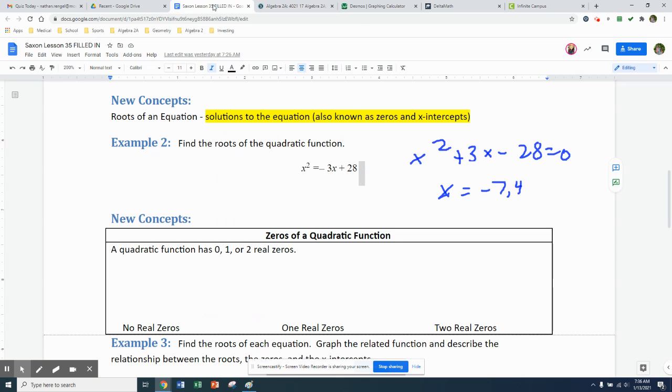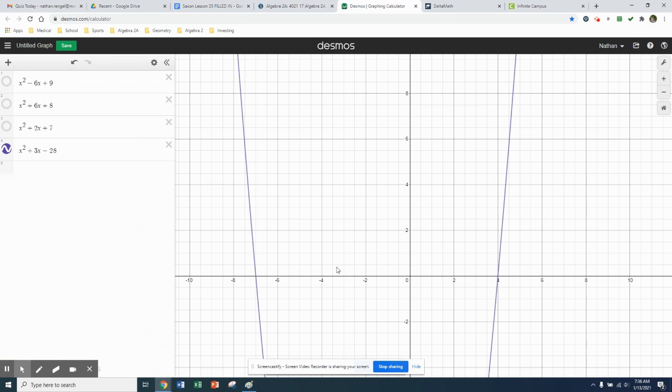And when we are looking for solutions on a graph, we are looking for what are called your x-intercepts. So yesterday we talked about roots, zeros, and x-intercepts. X-intercepts are going to also be solutions to your quadratic. So when you graph a quadratic, you can also find its solutions by finding where does it cross the x-axis. So where are those x-intercepts?